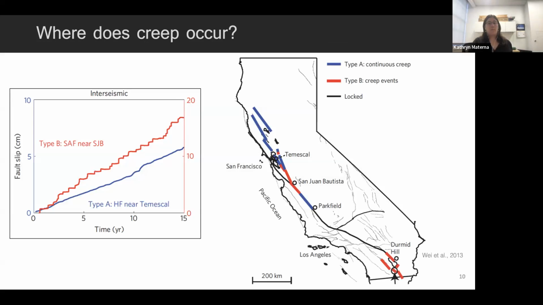So on the topic of fault creep in California, it's important to know as a bit of background where creep occurs. Many of the strike-slip faults in California have been observed to be creeping faults, and a number of them, as nicely summarized in this paper by Wei et al. 2013, are creeping in a sort of steady fashion, and then several of them are creeping in episodes. One of the places where fault creep is observed episodically is down here in the Salton Sea, and you can see there are many faults that creep episodically. So we're focusing on two faults here that I'll get into in just a moment.